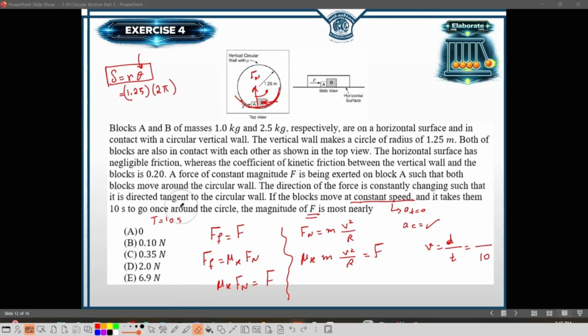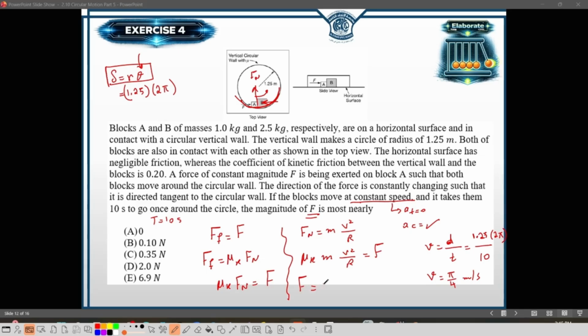So the distance traveled here in this case is, let me find out, so let's substitute this here. 1.25 multiplied by 2 pi is the distance traveled. Now, if we divide this over the time, the speed becomes pi over 4 meters per second. Now substitute in the equation.